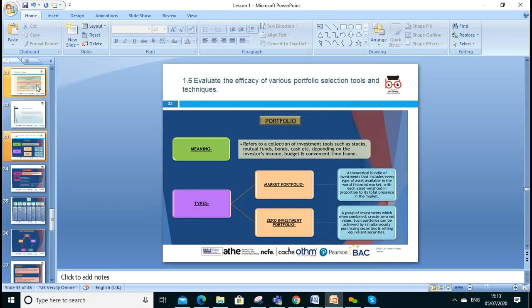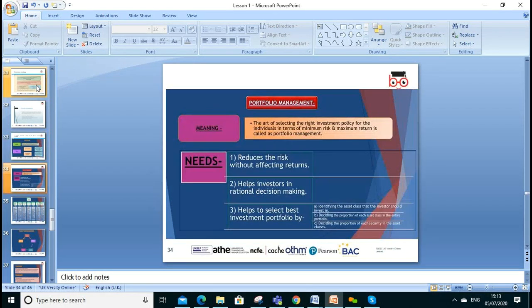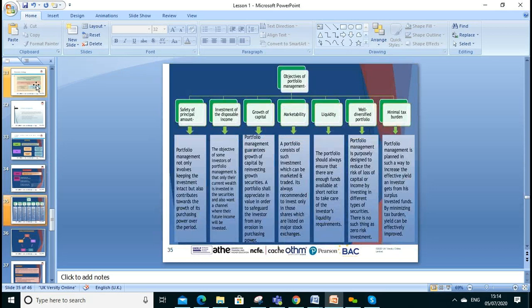And then in 1.6, we can look at evaluating the efficiency of the portfolio. By portfolio, we refer to a collection of investments such as stocks and mutual funds, and the types can be a market portfolio or a zero investment portfolio. So that's what we can compare. Then portfolio management is the art of selecting the right investment policies for the individual or the firm, to minimize the risk and maximize the return. That's what we need to be reduced.